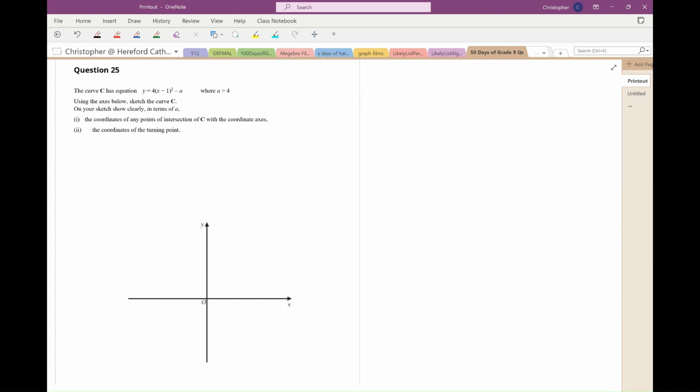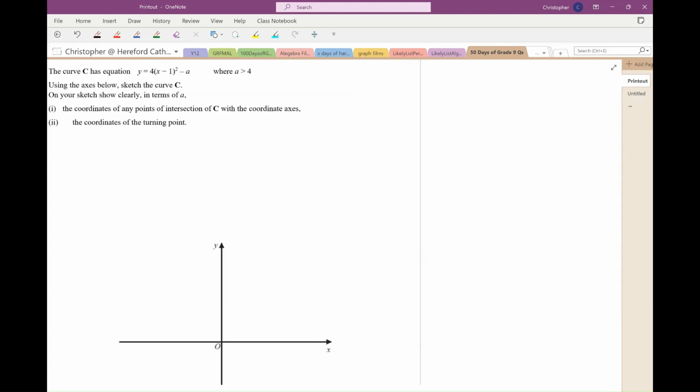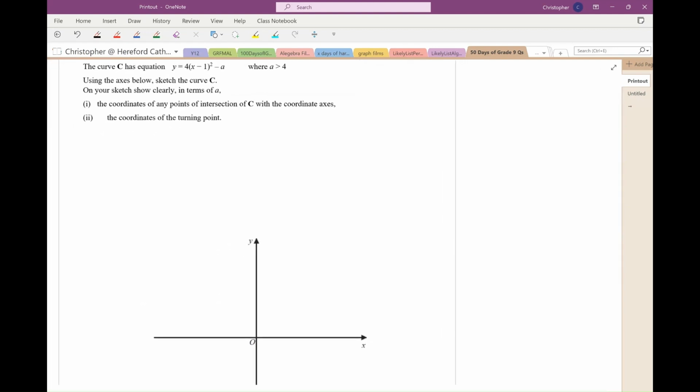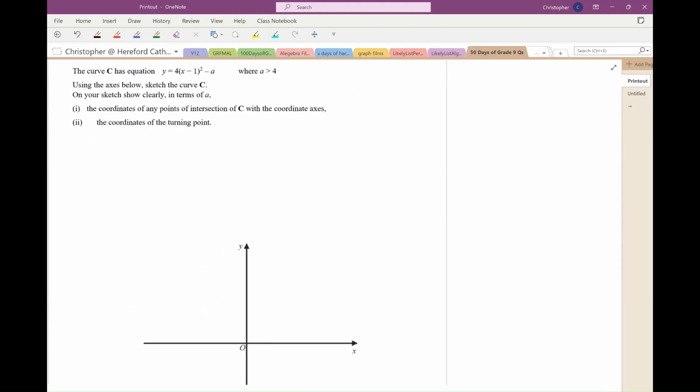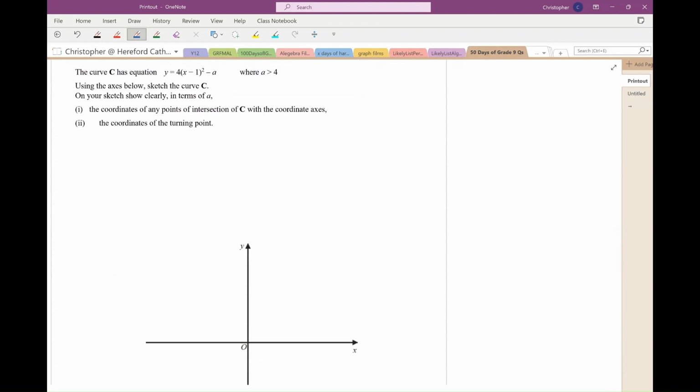Question 25. It looks like I'm sketching curves here and translating them and stretching them and things like that. Let's have a look. The curve has an equation there where a is greater than 4. Using the axis below, sketch the curve C. On your sketch, show clearly in terms of a the coordinates of any points of intersection with the axes, and the coordinates of the turning point.